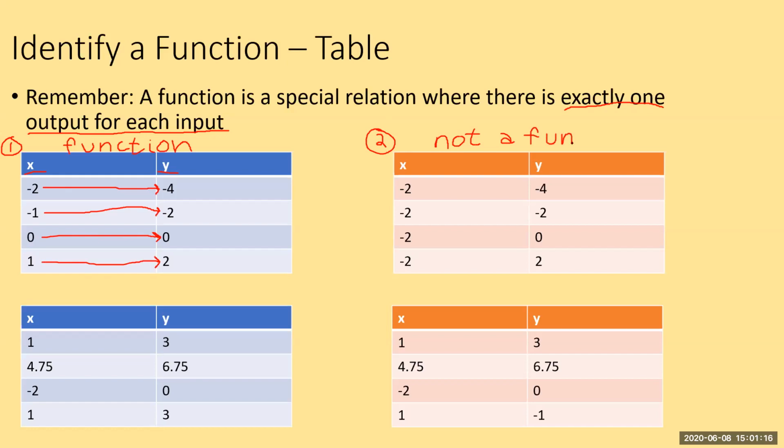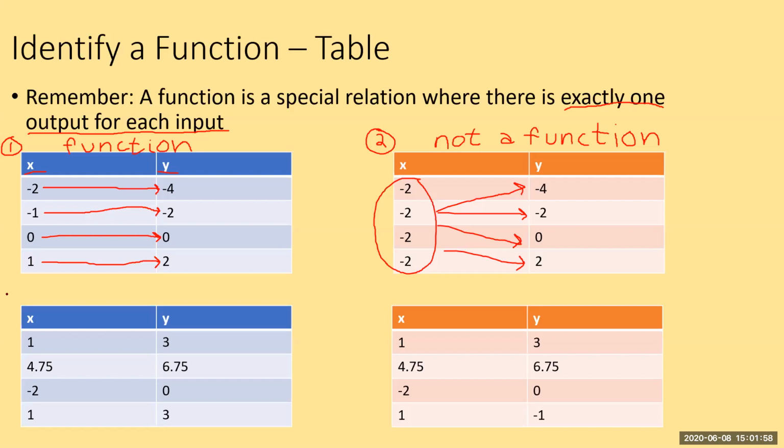It is not a function because the input -2 corresponds to more than one output. So here we see -2 showing up 4 times. And instead of just going with -4 like it did in the last table, now it's going also with -2, it's going with 0, and it's going with 2. So we've got this one input, this one x value that corresponds to more than one output. That means it is not a function.